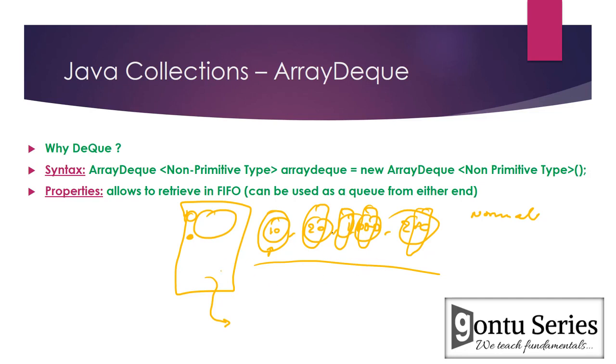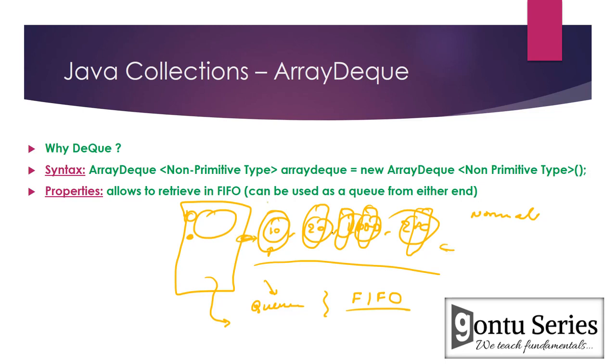You are allowed to use an ArrayDeque like a normal queue, where you are going to take out first in, first out. Whatever element you are adding first, you are allowed to take that out first. Now you can use an ArrayDeque as a queue not from one side. You can use it from either side. Now what does it mean? It means you can specify that you want to use it like a queue from this side or from this side.